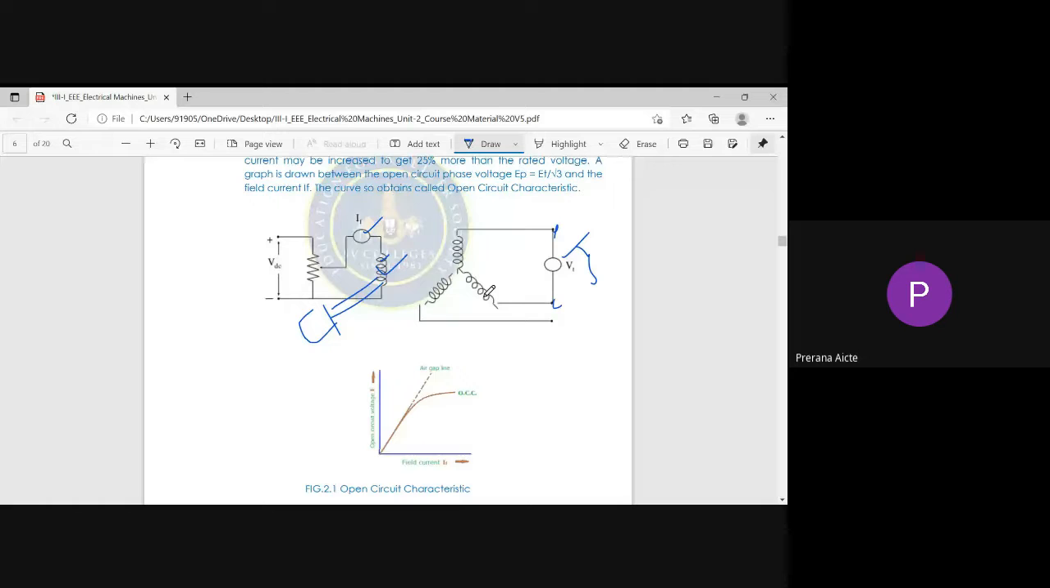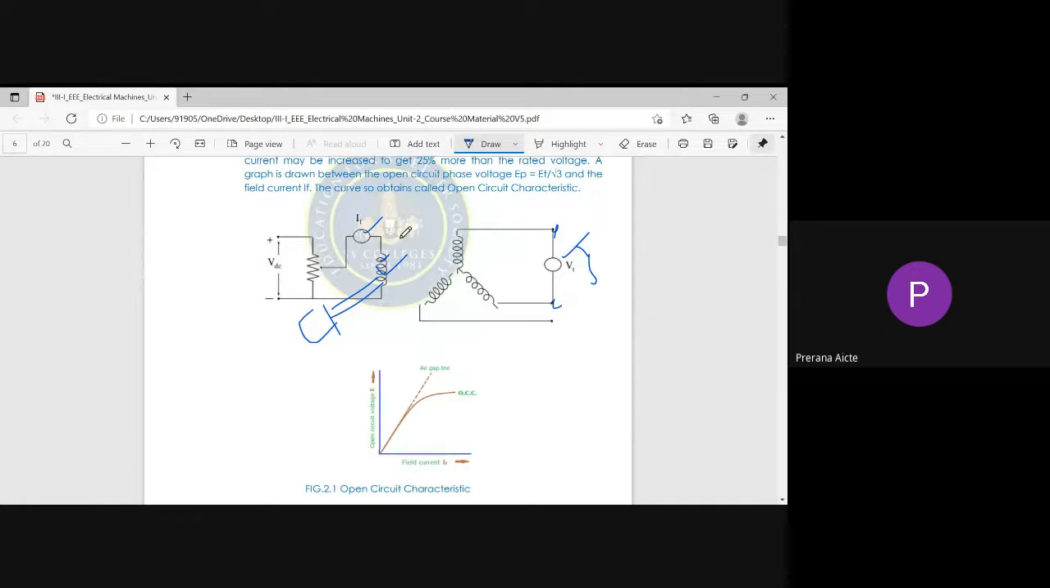Now slowly we are going to increase the field current from 0 onwards. As the field current increases, the generated voltage also increases. Like that, we keep increasing the field current and the generator builds up, up to 5 to 10% more than its rated voltage.